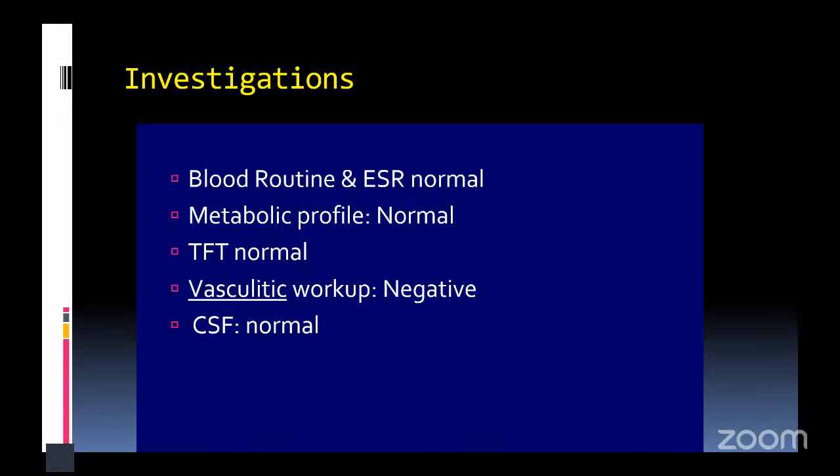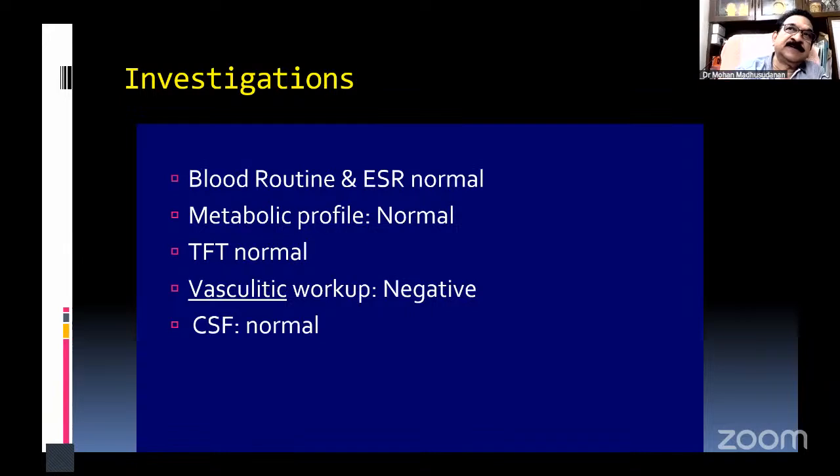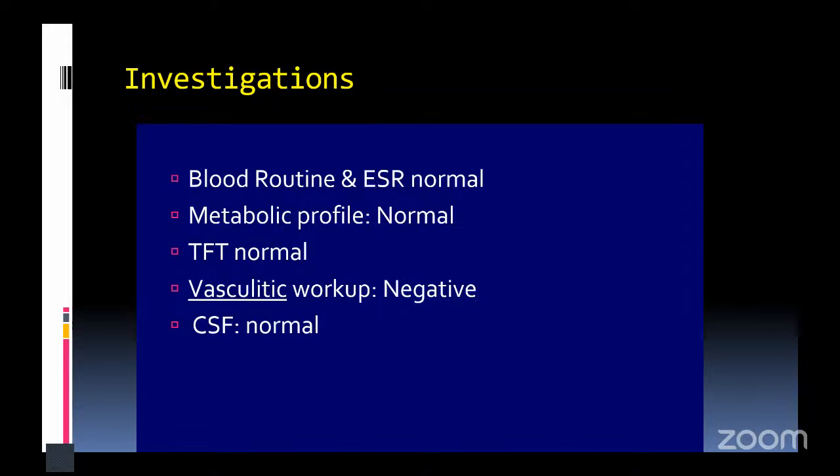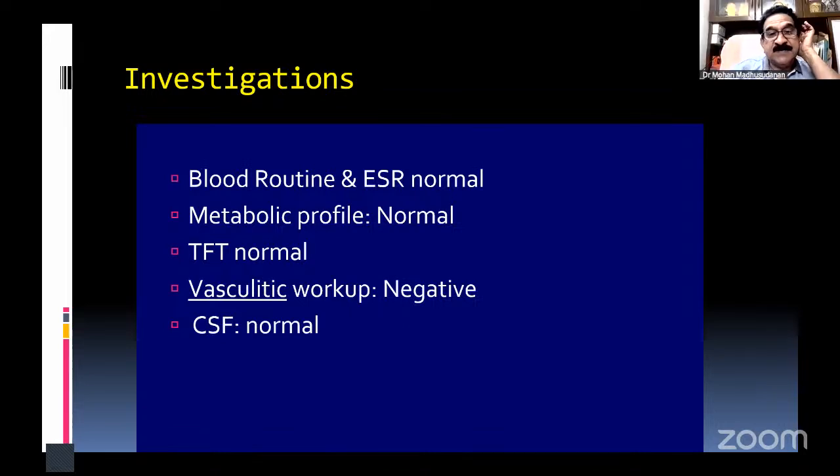Sir, were proximal studies done in nerve conduction? Yeah, they're all normal. Only the affected nerves, these two nerves, were involved, and only in the distribution of those nerves. Other nerves are all normal. Was angiography done? Yeah, angiography was also done, along with the vasculitis workup.